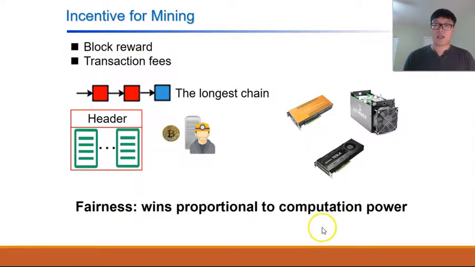To incentivize miners to participate in block mining, there are two rewards. First, each block included in the longest chain can bring its miner a block reward. Second, each transaction has a fee to encourage miners to include this transaction in their block. Nowadays, miners buy FPGA and even ASIC to do block mining, so it's very important to guarantee fairness. That is, miners should win rewards which are proportional to their computation power.